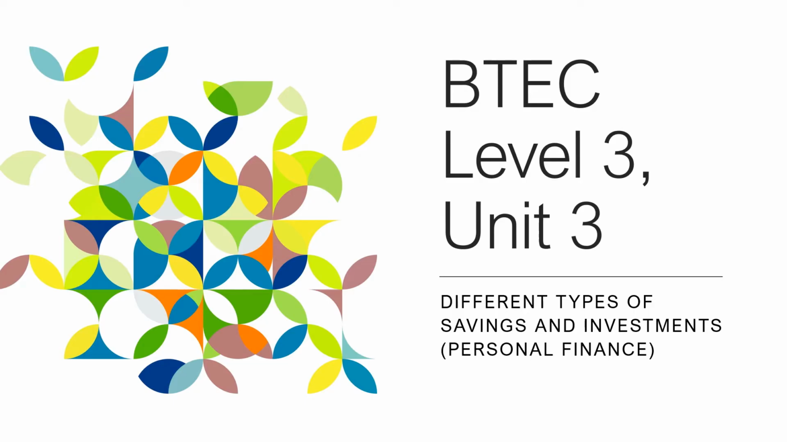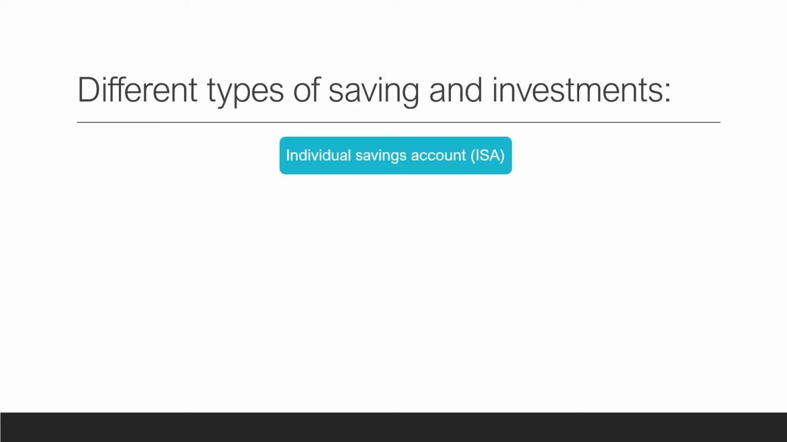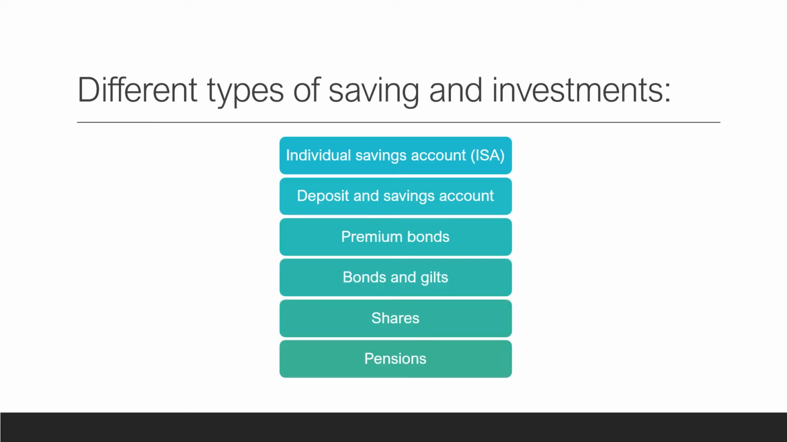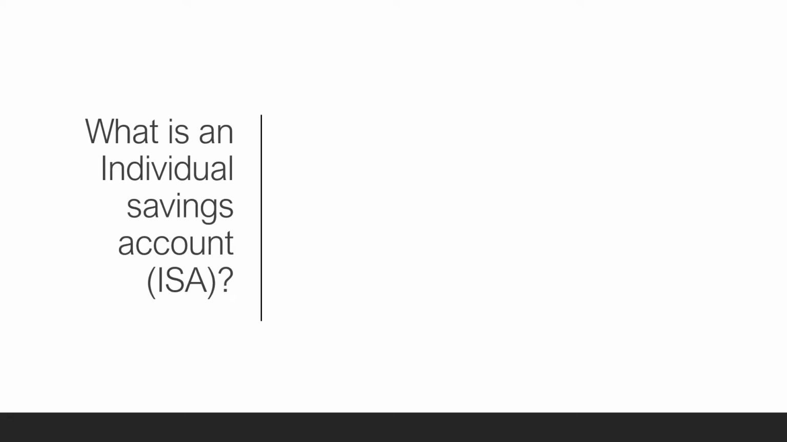So these options are available to you when you're earning or receiving more money than you need to cover your expenditure. So even when income and expenditure are the same or similar, it would be wise to take the advantage and save and invest money. Now I'm going to go through the different types of saving and investment methods that are available, which are an individual savings account, an ISA, a deposit and saving account, premium bonds, bonds and gilts, shares, and pensions. Let's look into the first one.